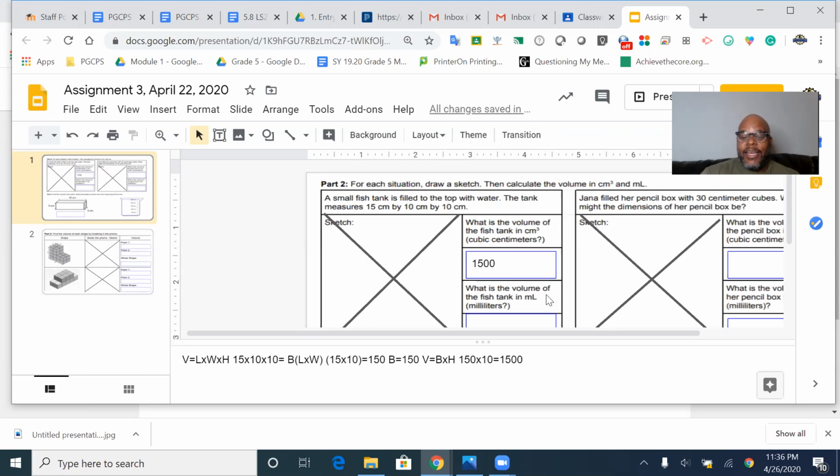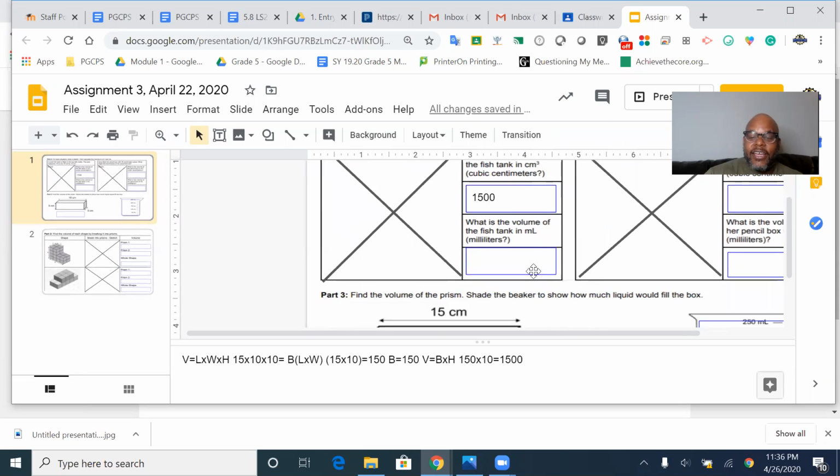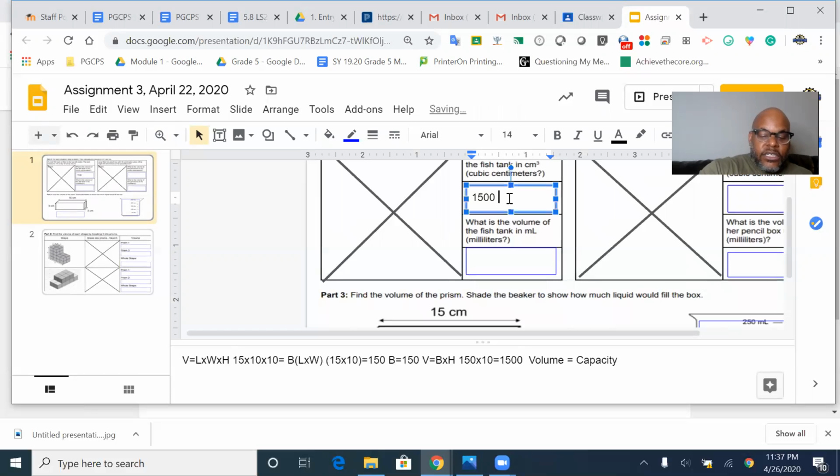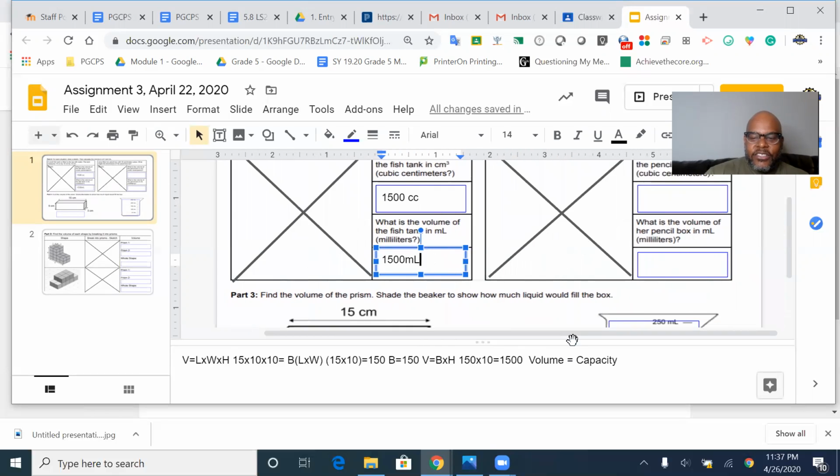Now, it then asks, what is the volume of the fish tank in milliliters? Now, we learned last week, what did we learn? We learned that volume is equal to capacity. So if it's 1500 cubic centimeters, then it's also going to be 1500 milliliters. Wow, just that simple. You see that? Real simple. All right, let's go to the next one.